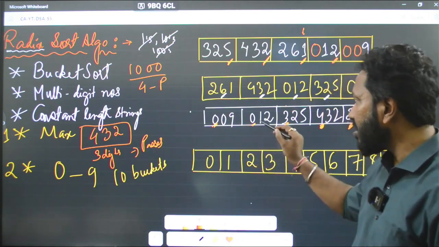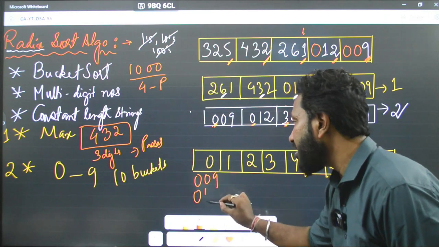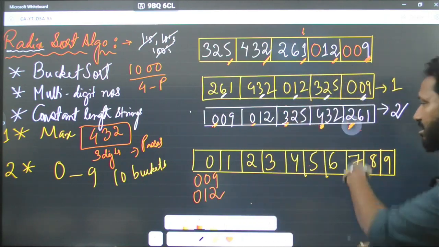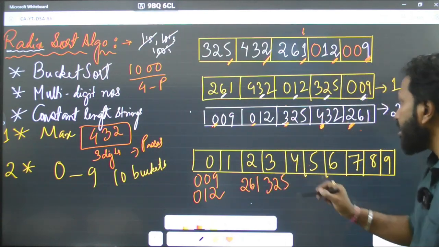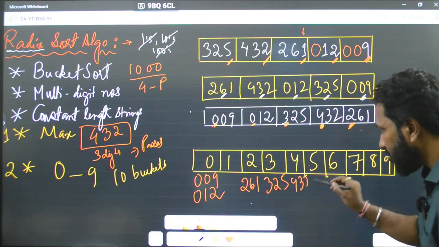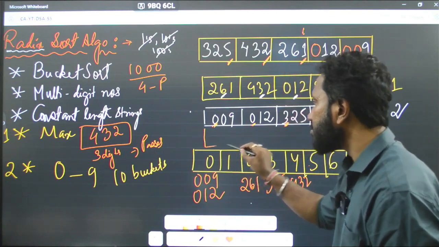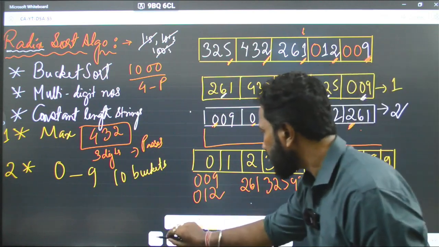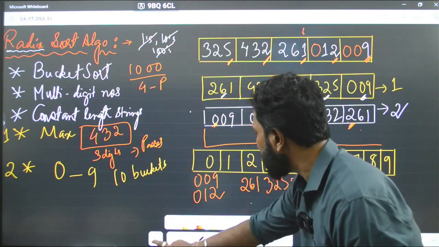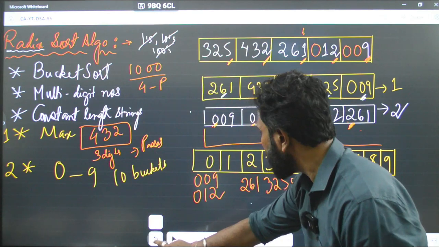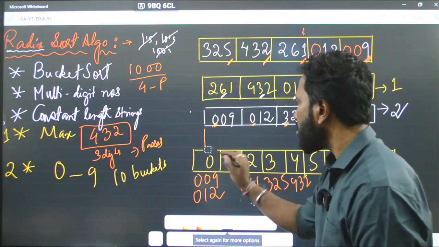So 0, how many? 1, 2, 2. So this is 009, same bucket 012. Then do you have 2 here? Yes, 261. Do we have 3, 325, and then we have 432. Got it? Iteration number 3 done. Let us update the values here. Let me erase this and write down the diagram properly.